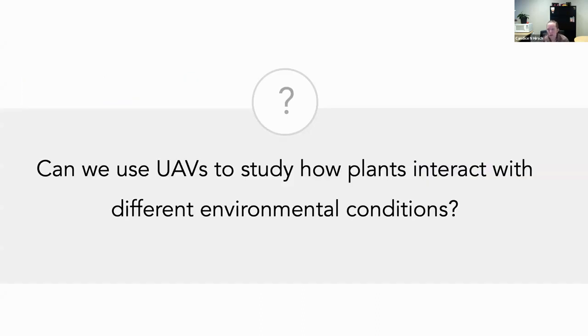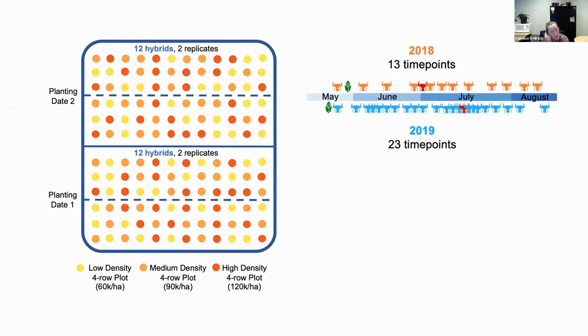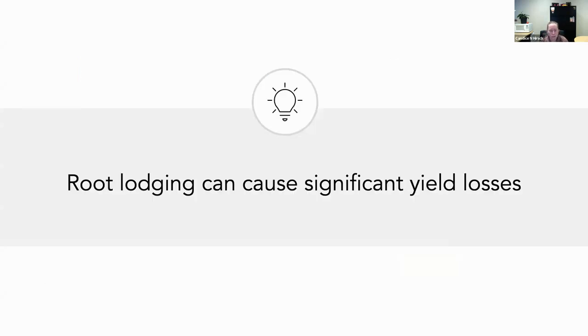So going back to that original question, we tried to do this again in the following year, planted that same experiment, and actually did even more drone flights early in the season, and it lodged again. And so we just said, you know what, clearly somebody is telling us that we need to study lodging, and for good reason, because lodging can cause very significant yield losses.